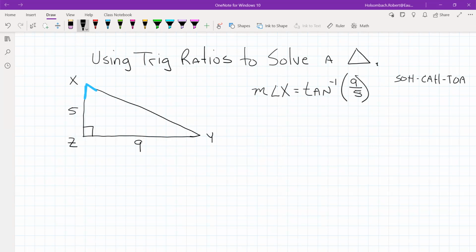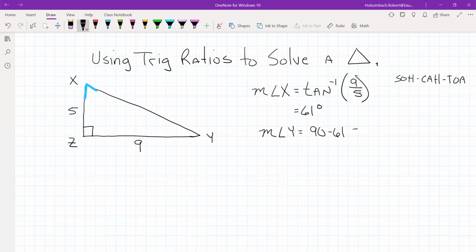And we are rounding angle measures to the nearest degree. So 60.9 gets rounded to 61 degrees. So we get 61 degrees. Measure of angle X is 61 degrees. That makes the measure of angle Y 90 minus 61.